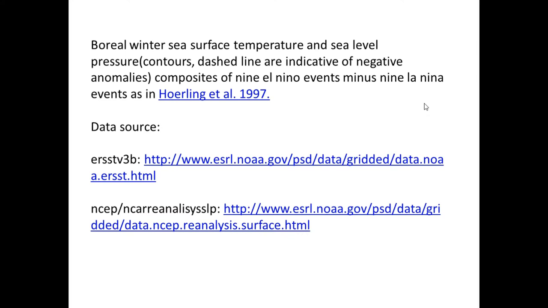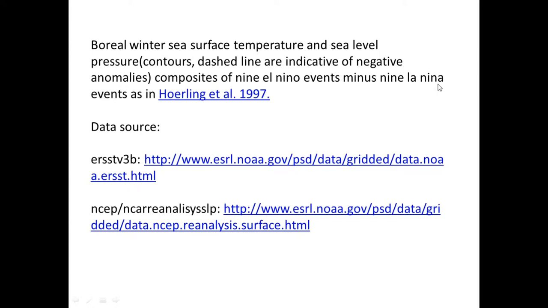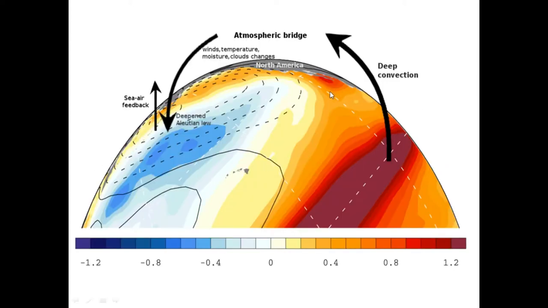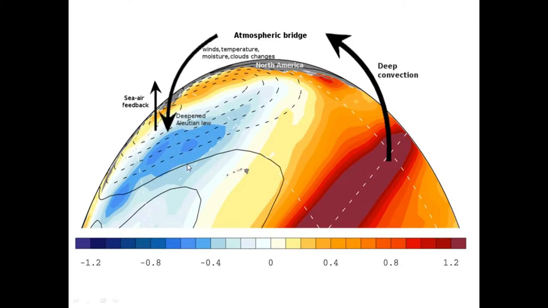So this shows boreal winter sea surface temperature and sea level pressure contours, with the dashed lines indicative of negative anomalies. This is a composite of 9 El Nino events minus 9 La Nina events. This is above normal, and this is below normal, and white is normal. Those are the Hawaiian Islands, by the way. So this is temperature, and these dashed lines are the pressure.